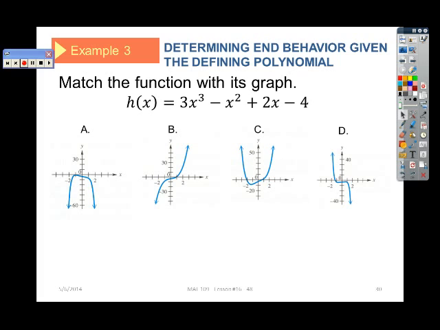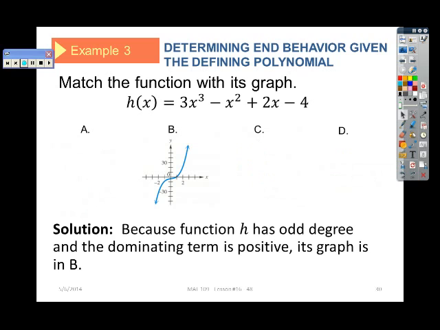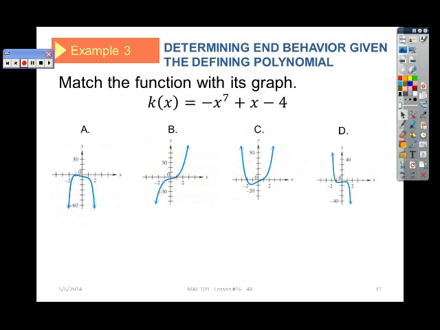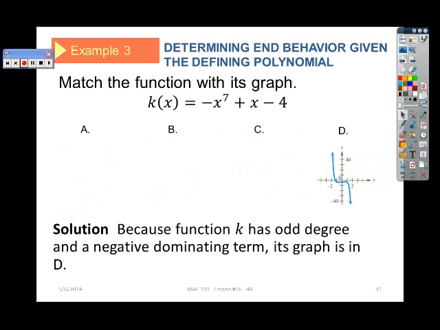Cubic means different directions. Positive means right up. Negative would mean right down. So it is B. And we're not doing any calculation here. All we're doing is looking at numbers and signs. Still going to be different directions. It's going to be left up this time, though. This is one of the steps.